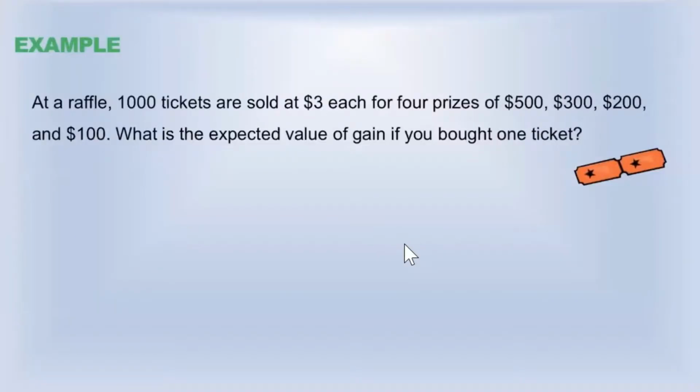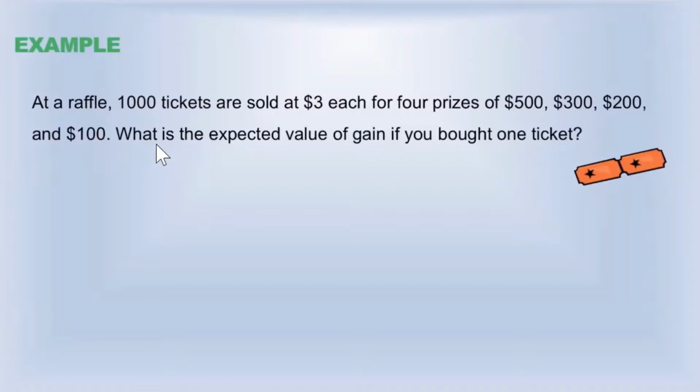Welcome back. We have one more example to finish from today's lecture, and this is the last example. It is still based on the discrete probability distribution. Let's read the problem. At a raffle, 1,000 tickets are sold at $3 each for 4 prizes. The first is a $500 prize, the second is a $300 prize, the third is a $200 prize, and the last is a $100 prize.